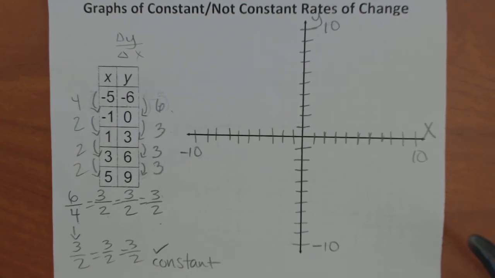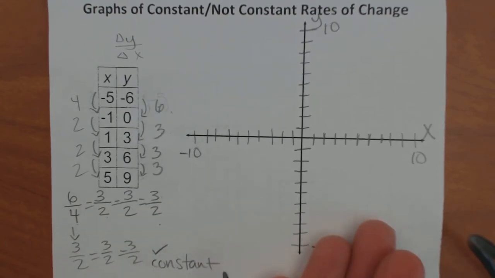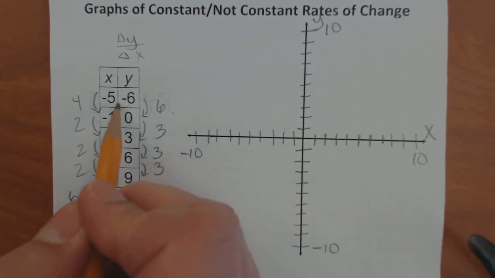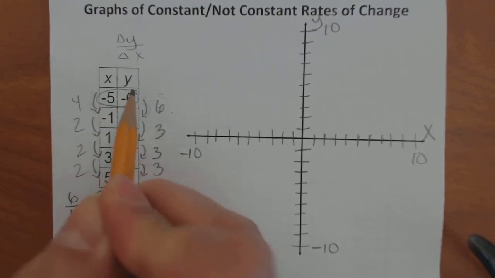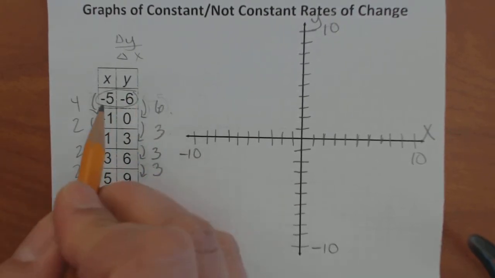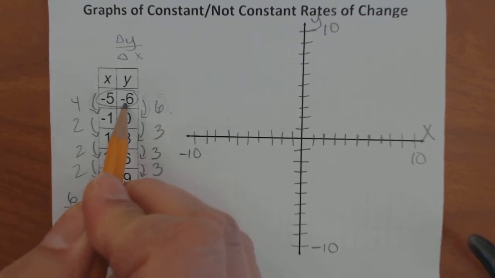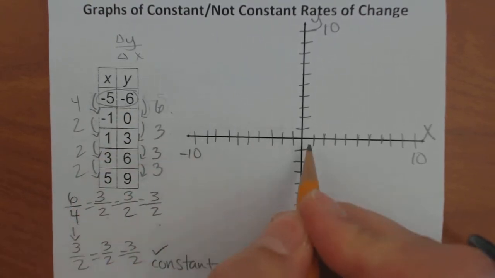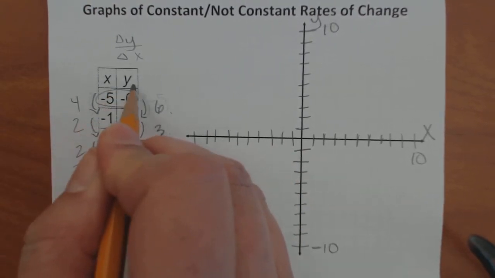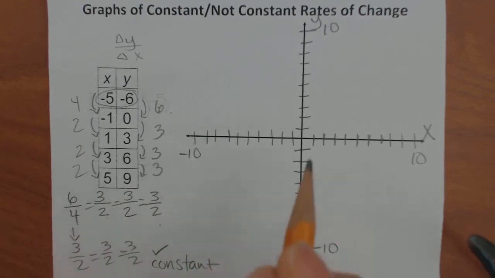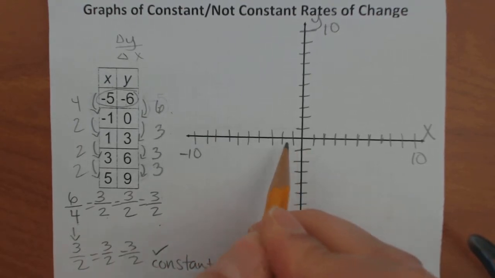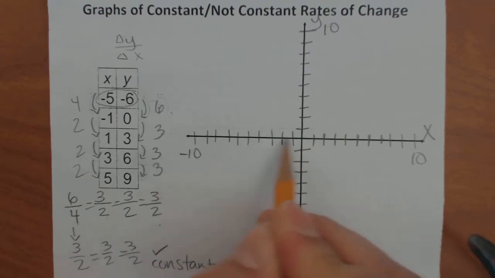So let's see what the graph looks like, since we know that the ratios are going to come out to be equal and it has a constant rate of change. So the first thing that we're going to do is plot this point, -5, -6. So -5 on the x and then down to -6. You always have to do the x and then the y when plotting points. When graphing the line, it's going to be different, but when plotting points, we have to do the x first.